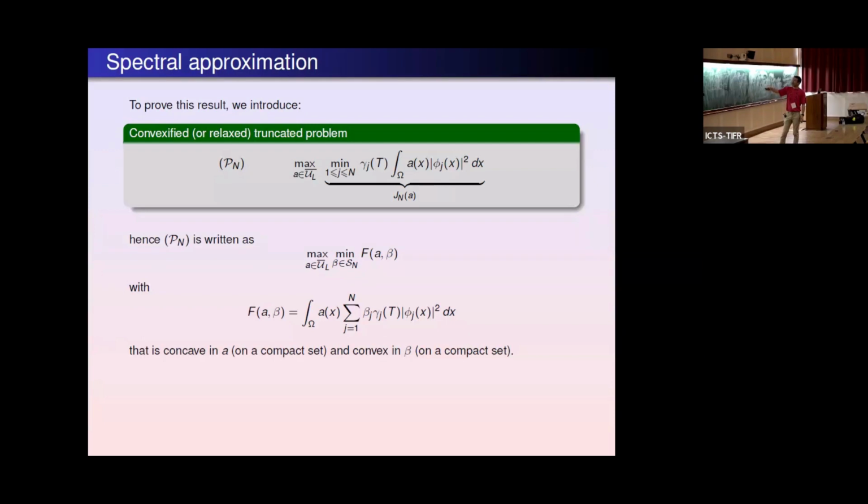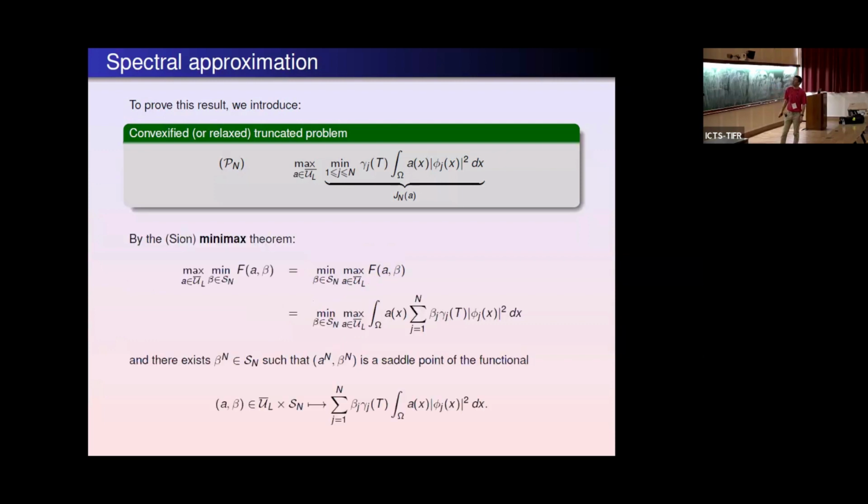UL bar is compact. Sn, the simplex, is compact. So you can just use the classical minimax theorem, which is due to Maurice Sion, which says that you can switch max and min. What you cannot do in infinite dimension, right? Be careful. If we could do that, again, the problem would be obvious.